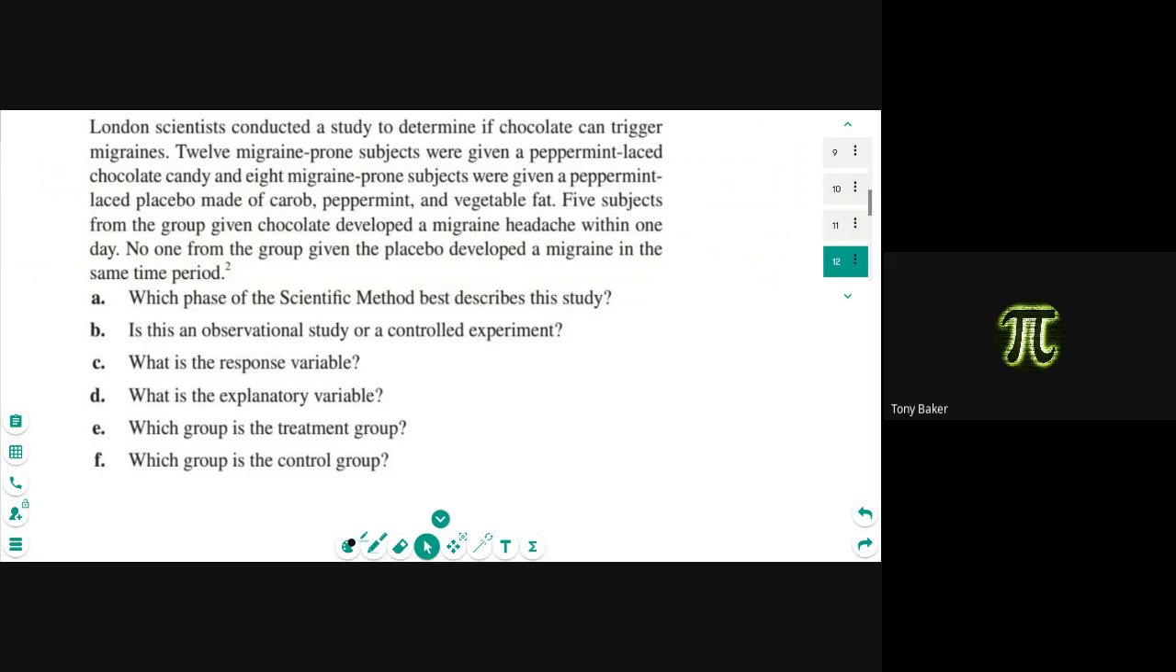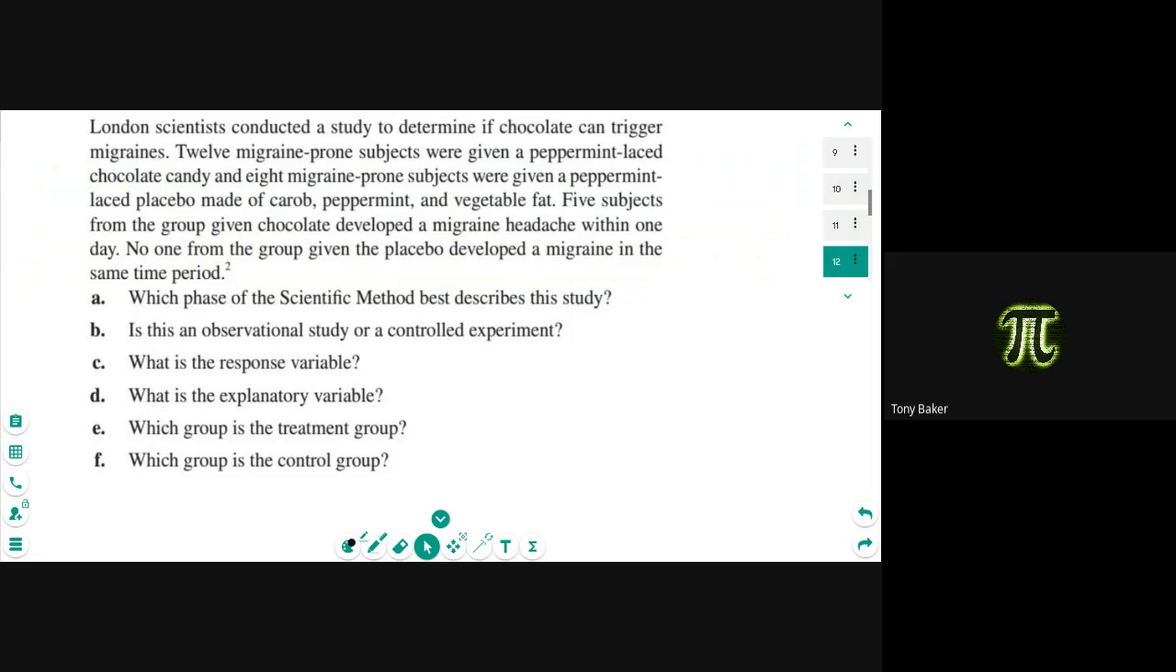So 12 migraine-prone subjects were given a peppermint-laced chocolate candy, and 8 migraine-prone subjects were given a peppermint-laced placebo made of a bunch of other stuff, not chocolate. 5 subjects from the chocolate group developed a migraine headache within 1 day, and no one from the placebo group developed a migraine in the same period.